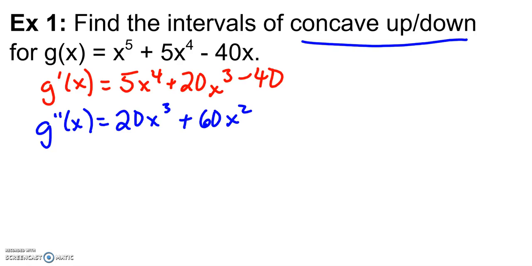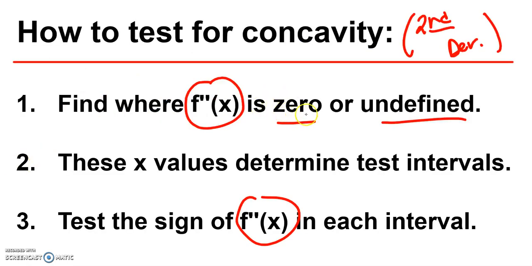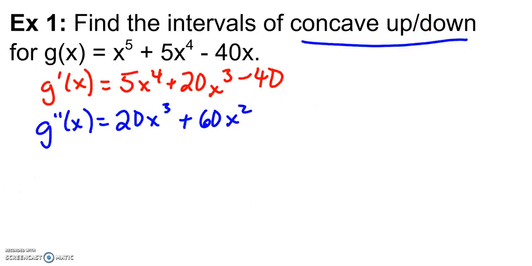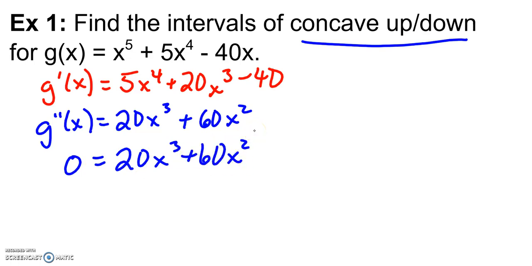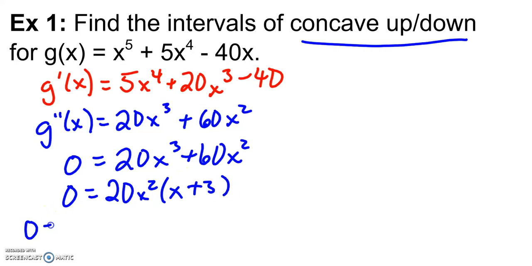So we found the second derivative. Going back to the rules here, now we're going to find, again, where it is equal to 0 or undefined. In this case, it'd only be equal to 0 because we are not working with a fraction there. So we'll set that equal to 0. Now we're using our algebra skills, simply solving this. In this case, we have a GCF that we can factor out of 20x squared, and then we're left with x plus 3. And set each of those equal to 0. So in this case, we get x equals 0 and x equals negative 3.